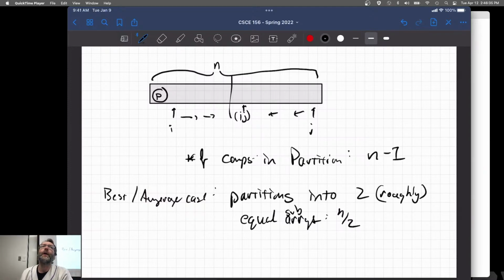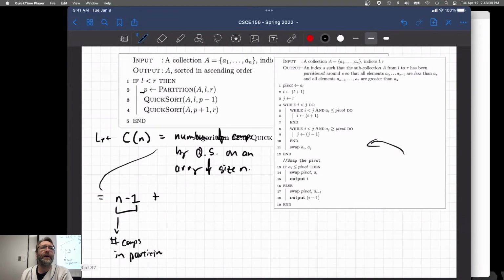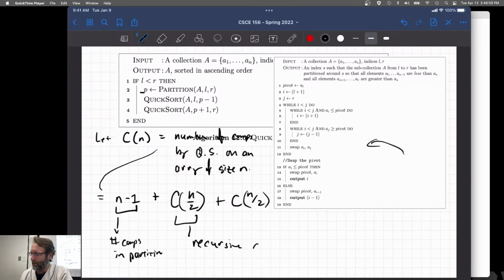Do we know how many comparisons quicksort takes on an array of size n divided by 2? Yes, that's how we define C. So C of n divided by 2 plus C of n divided by 2. This is the recursive cost of the left partition, and this is the recursive cost of the right partition.